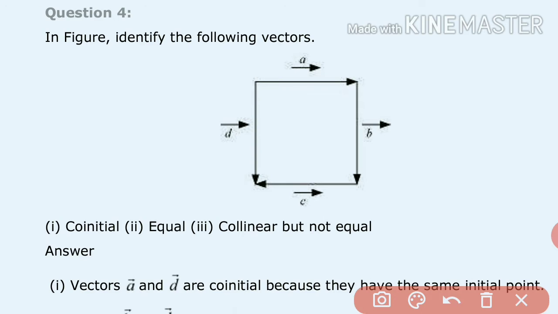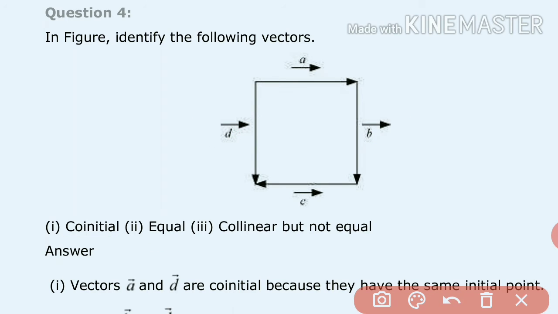You have to identify here co-initial. Co-initial means here A and D are co-initial because their initial point is the same. Next is equal vector. Equal vector means that both the direction and the magnitude are the same. Here D and B are both equal vectors.